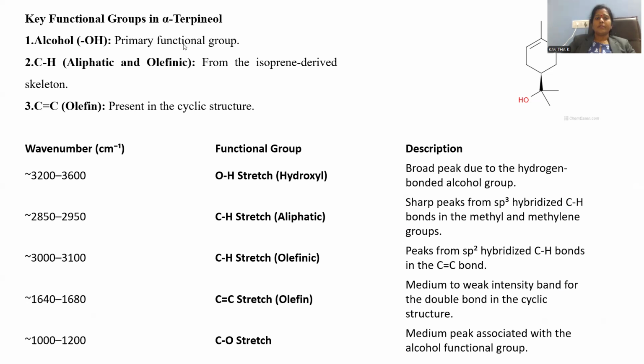The alcoholic group is a primary functional group over there that gives rise to a characteristic peak in the IR spectrum. And both aliphatic and olefinic carbon-hydrogen stretching peaks are observed, because here we have a double bond, so the olefinic hydrogens are characteristic.